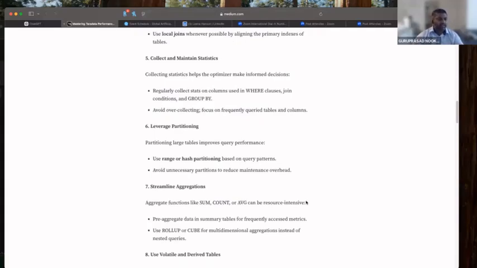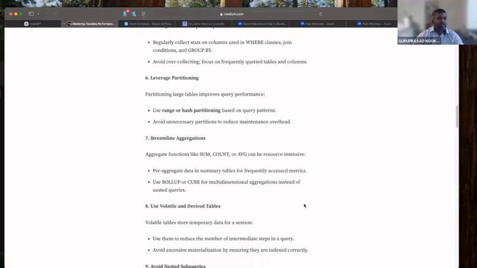Another one is leveraging partitioning. Let's say, for example, your table is very big. Instead of scanning the entire table, partition the table into different partitions and retrieve only that partitioned data as per our requirement. Avoid unnecessary partitions to reduce maintenance overhead. There are different types of partitioning, range or hash partitioning, based on the query patterns. Streamlining the aggregations is another technique, so aggregate functions like sum, count, average can be made less resource intensive.